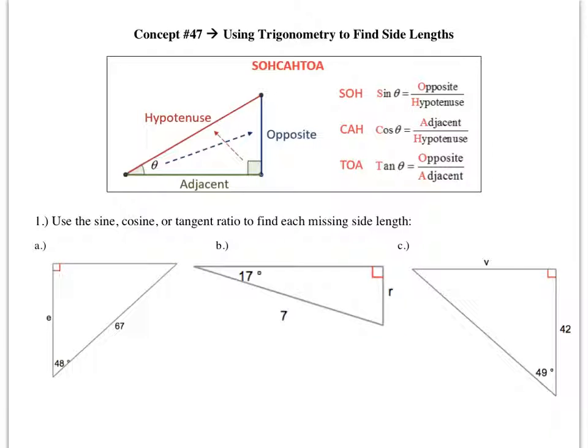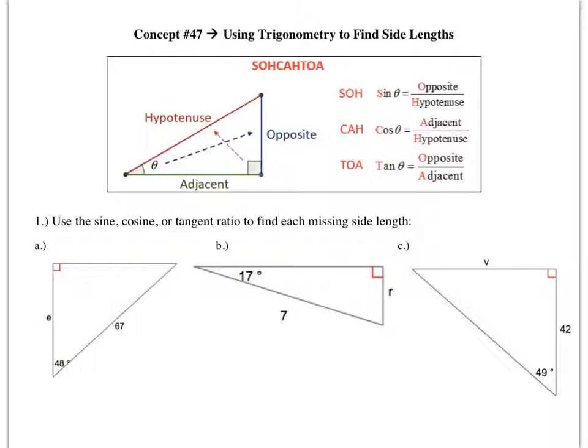When we look at where E is compared to the 48-degree angle, it's adjacent to it. It's next to the angle. And then the other side length that we have is the hypotenuse. So we're dealing with an adjacent and a hypotenuse. If you look up at our ratios up here, adjacent and hypotenuse is going to be a cosine. So this is how we set it up. Cosine of 48 degrees equals adjacent, which is E, over the hypotenuse, which is 67.